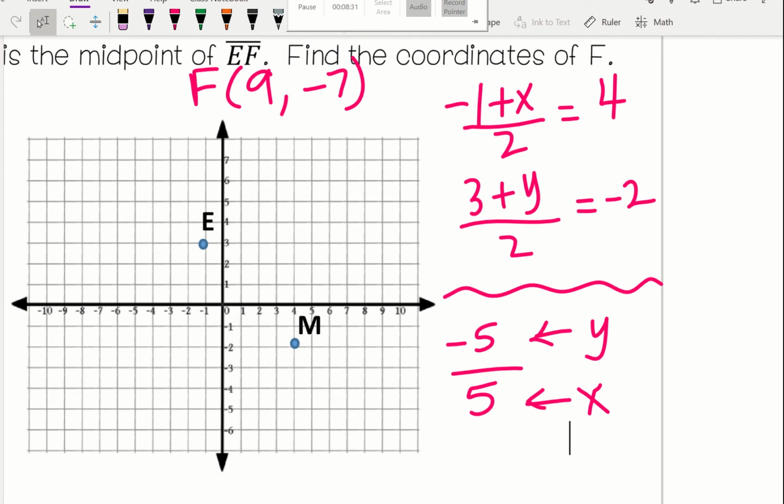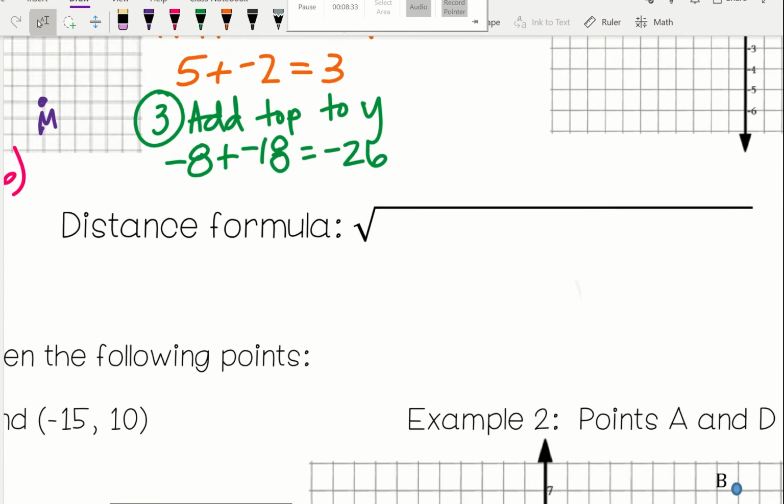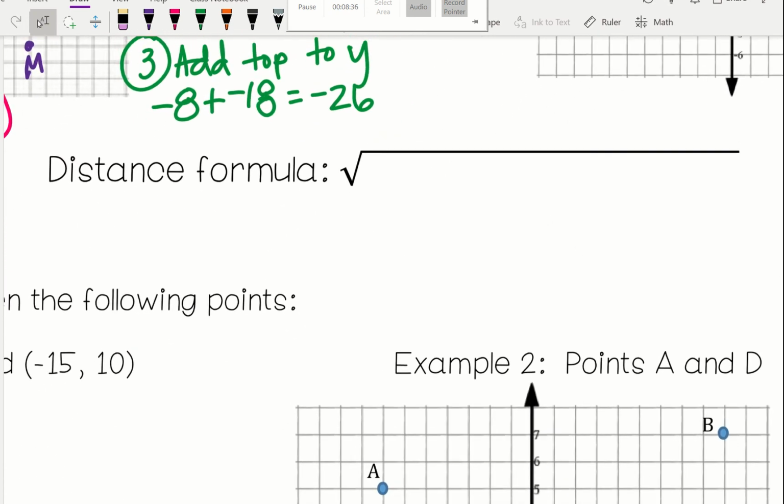Okay, so that's all for the midpoint part. Let's move on to distance. The distance formula is kind of long, but if you look at the back of the very front page, that's the formula chart that you're going to have on your test. It's going to be there, so you'll have that formula in front of you.